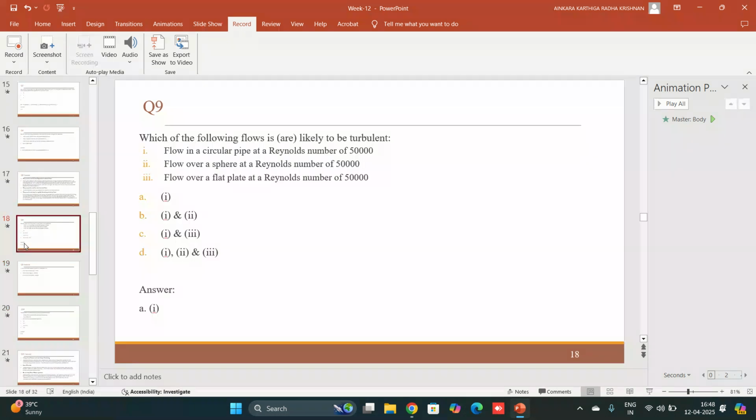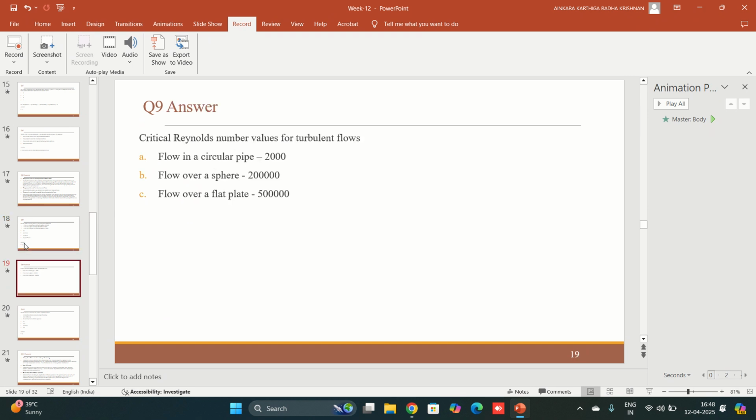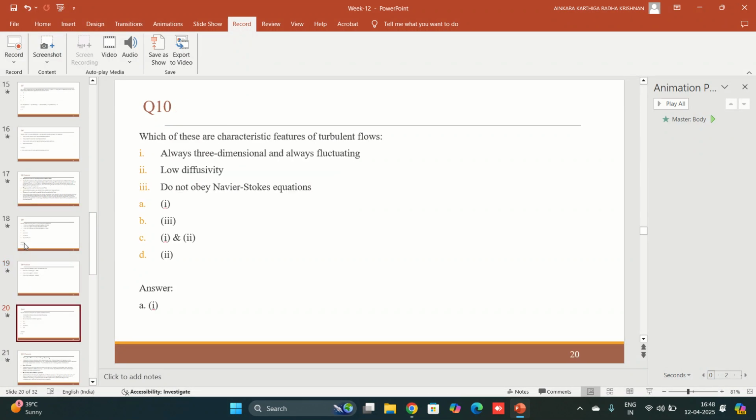And there is a critical Reynolds number for the flow to be considered turbulent, depending on the system. In a circular pipe flow, it is 2000. In a flow past a sphere, it is 2 lakh. And for flow over a flat plate, it is 5 lakh. And the characteristic feature of turbulent flows is that they are three-dimensional and fluctuating, and we are able to see high diffusivity, and these flows obey the Navier-Stokes equations.